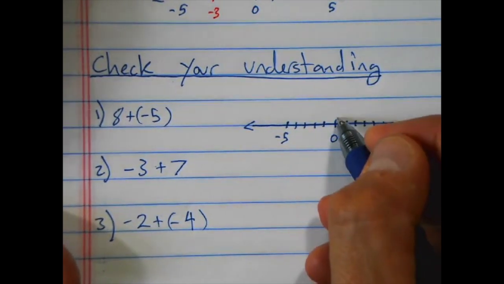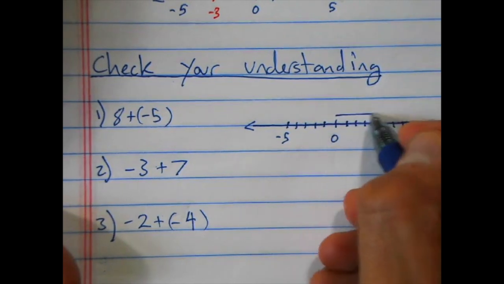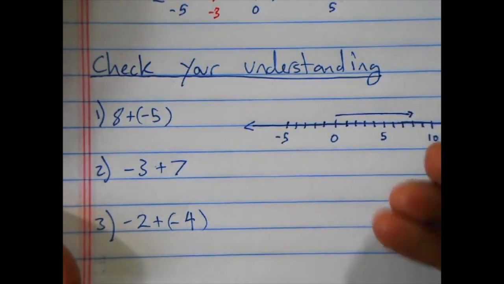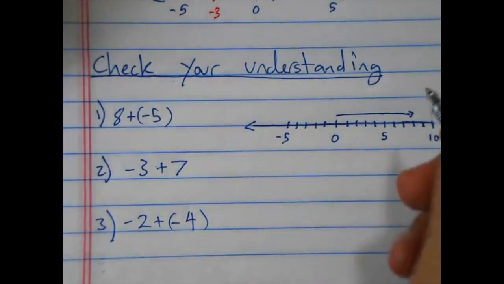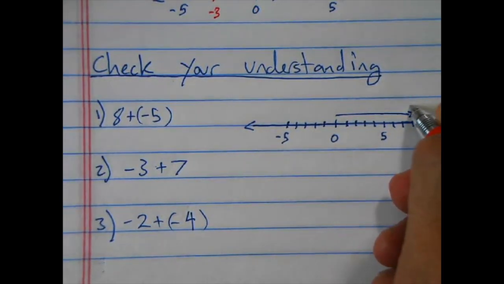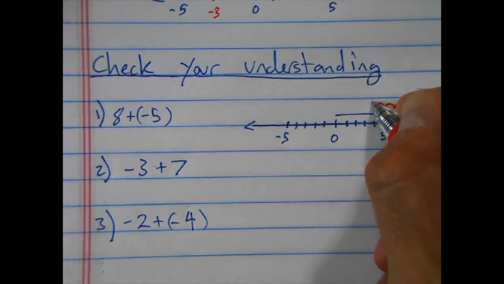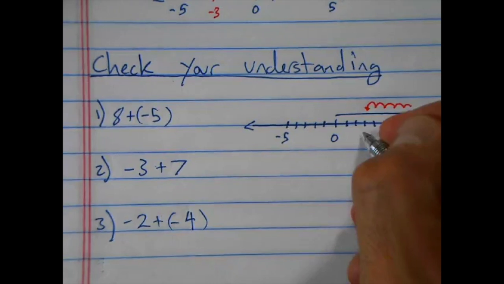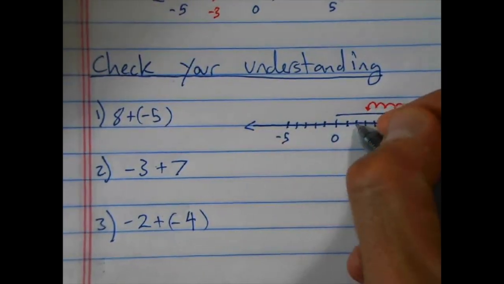All right, first step is to go to the first number. Beginning at 0, we're going to move over to 8. And the next step is to add negative 5, which means we go 5 in the opposite direction. So I'm right here, and I'm going to go 1, 2, 3, 4, and 5. Which means the solution is 3.